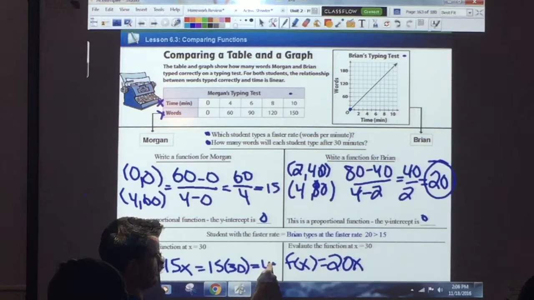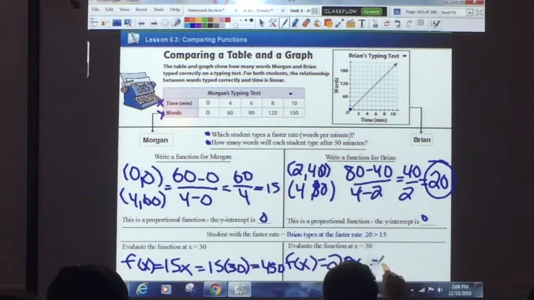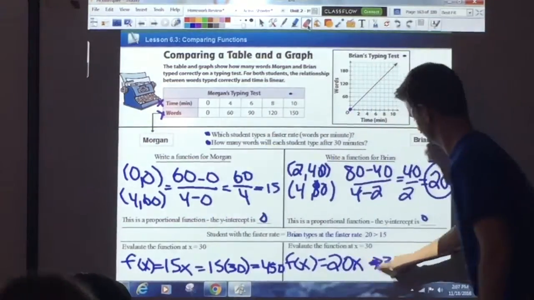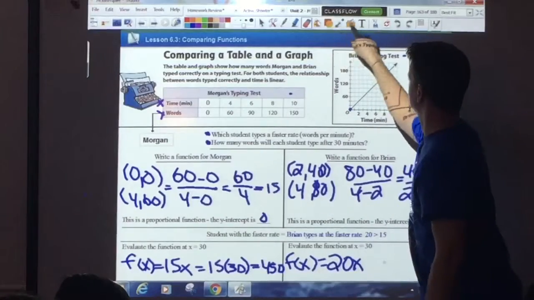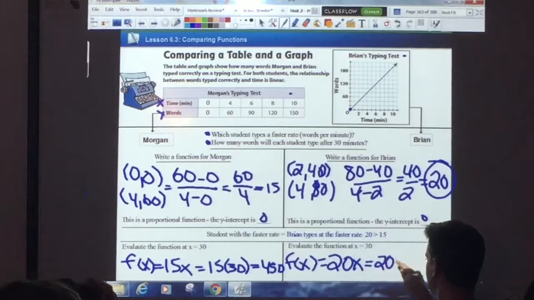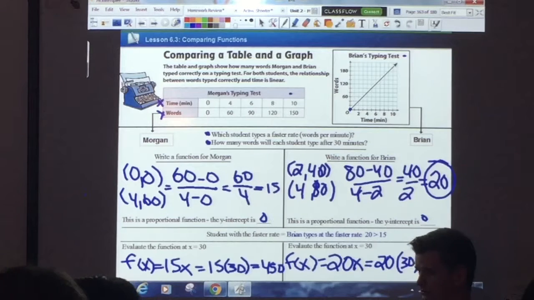That gives me 450. I plug in 30 over here. Hey, what is going on here? There we go. Sorry. We plug in 30 over here and I get 20 for Brian times 30 gives me 600 for Brian.